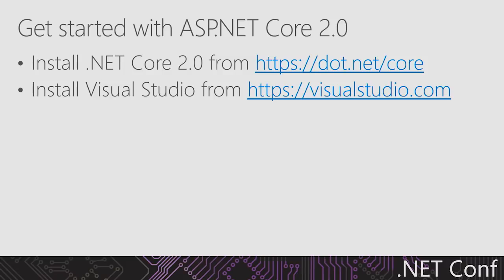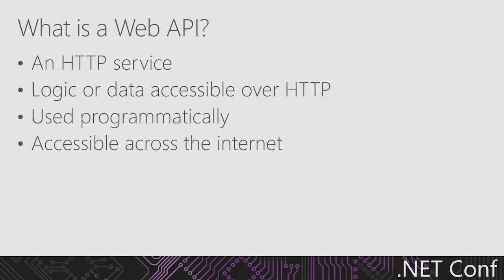Next, you should get Visual Studio. So go to visualstudio.com and install the Visual Studio flavor that works for your platform, Visual Studio for Windows, Visual Studio for Mac, or if you prefer a lightweight text editor, I recommend Visual Studio Code. It's great. All right, so to get started with building web APIs, let's first understand what is a web API.